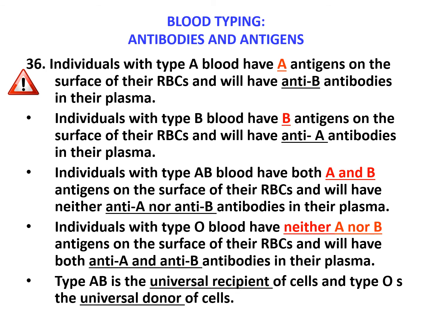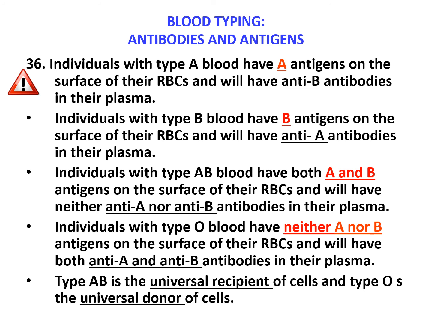So because O, the universal donor, doesn't have anything on their cells, it wouldn't matter what was in the plasma because there's nothing to attack, okay? So remember, the reason AB is a universal recipient, they can receive any blood, is because they have neither anti-A nor anti-B antibodies in their plasma. So no matter what's on the cells themselves that they're getting, they can get any cell, there's nothing in their plasma to attack, right?